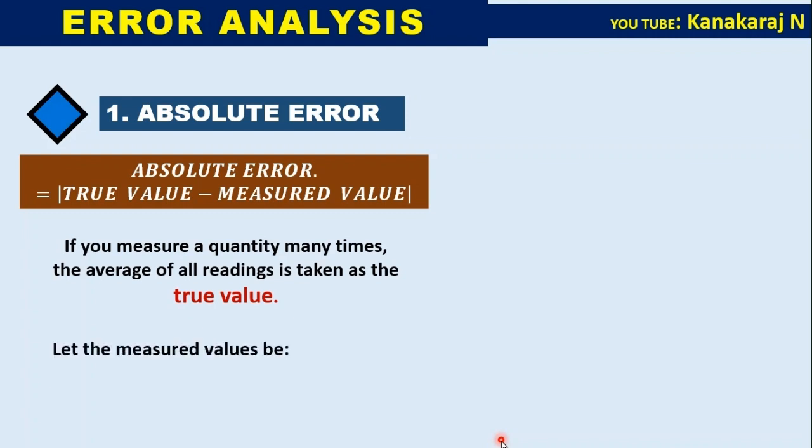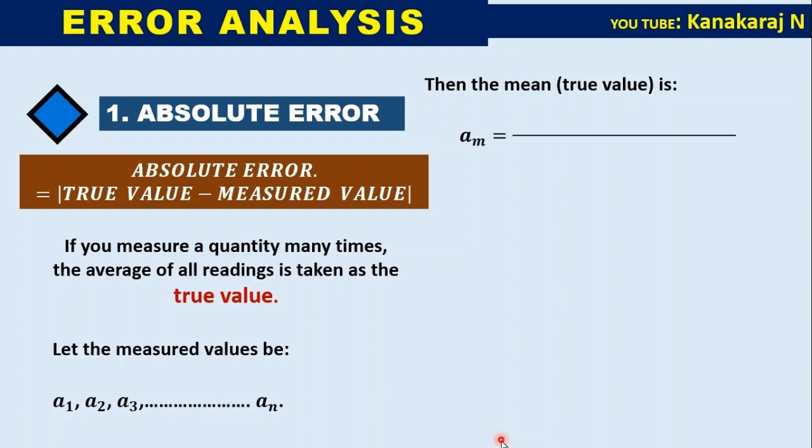Let the measured values be A1, A2, A3, like that up to AN. Then the mean value, which is actually the true value, is AM equals A1 plus A2 plus A3 plus dot dot dot up to AN, the whole divided by N.